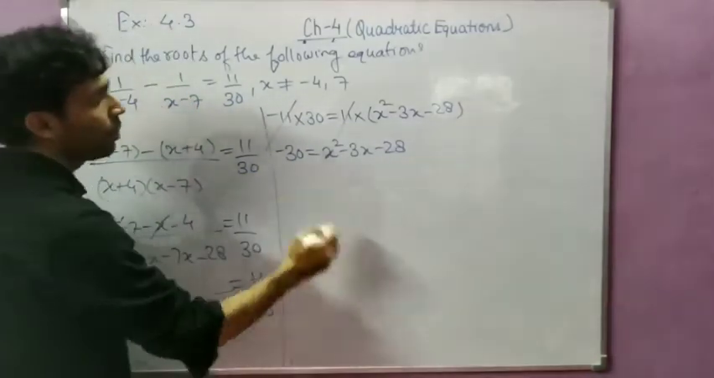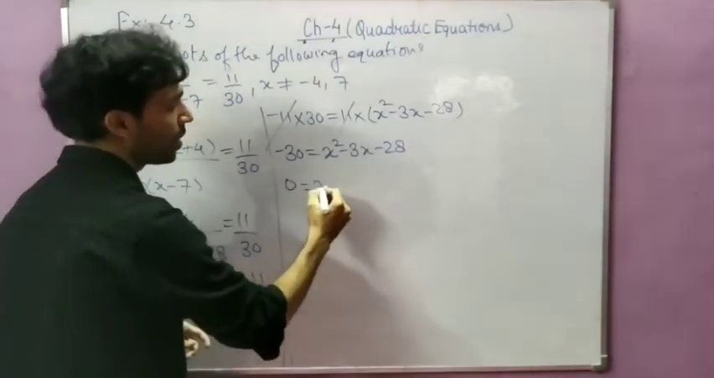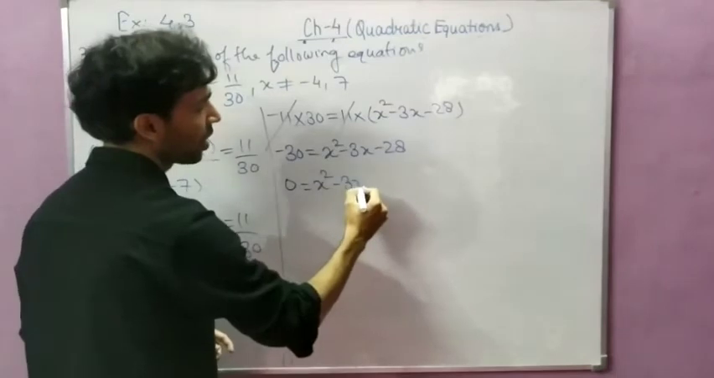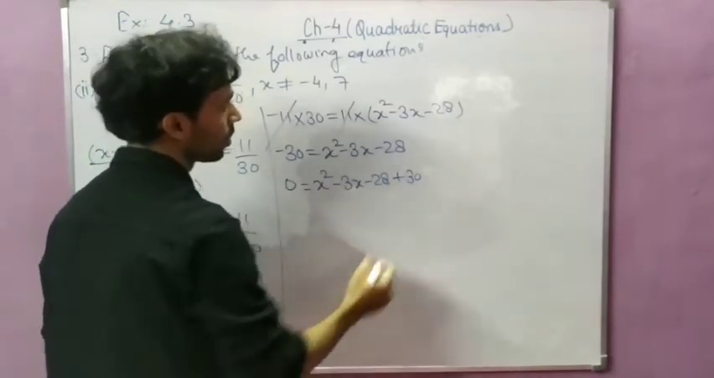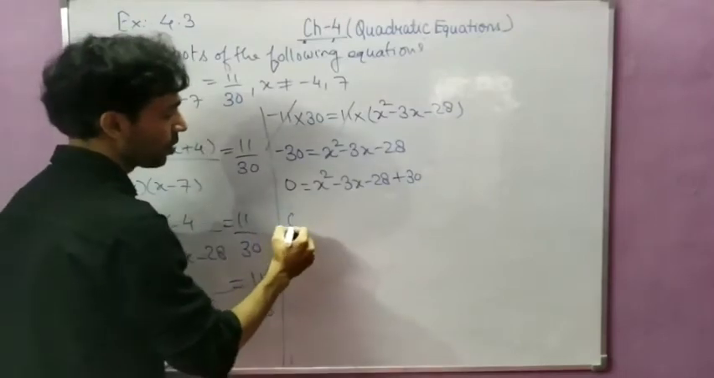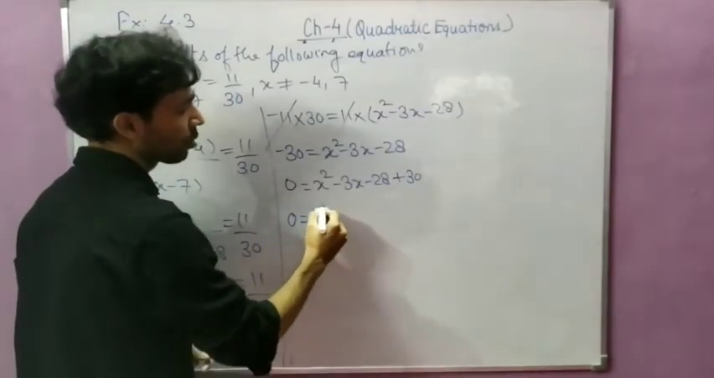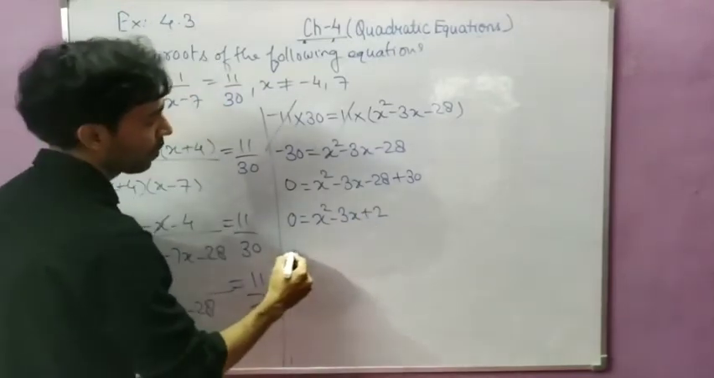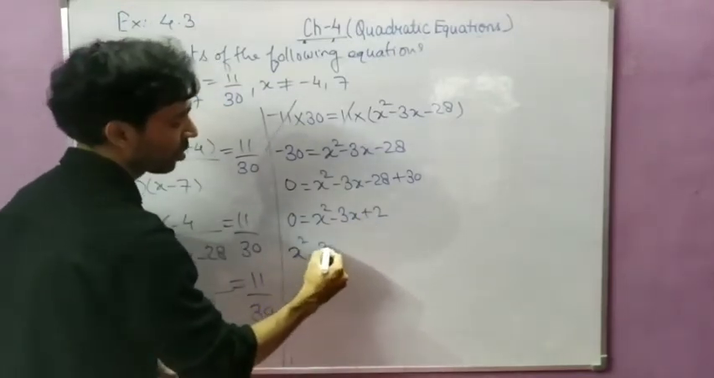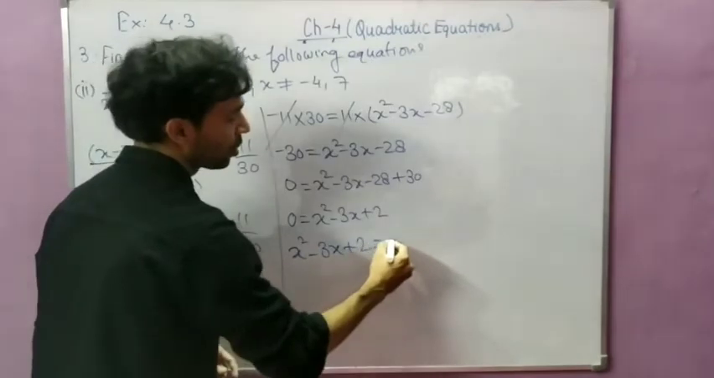So what it will become, here will be 0 and here will be x square minus 3x minus 28, and it will become plus 30. Now 0 equal to x square minus 3x plus 2. Now write in the proper way, x square minus 3x plus 2 equal to 0.